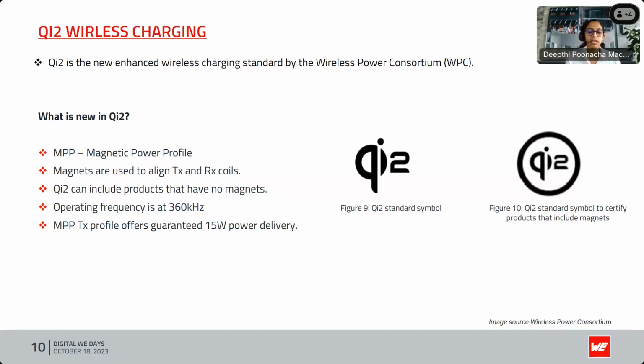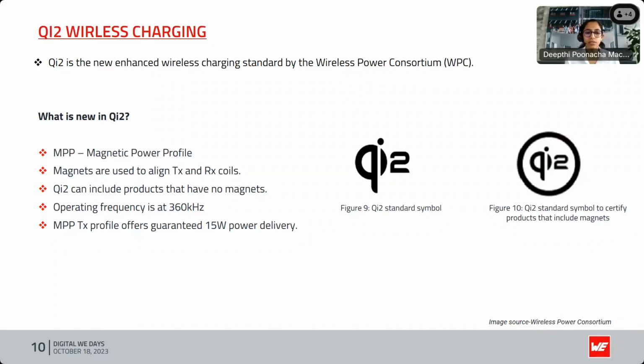The Qi2 standard can also include products that don't have magnets, and they are then defined by the figure 10. The symbol shown in the figure 10 is to show the devices which are Qi2 certified but do not have magnets. The operating frequency for this Qi standard is defined at 360 kilohertz.